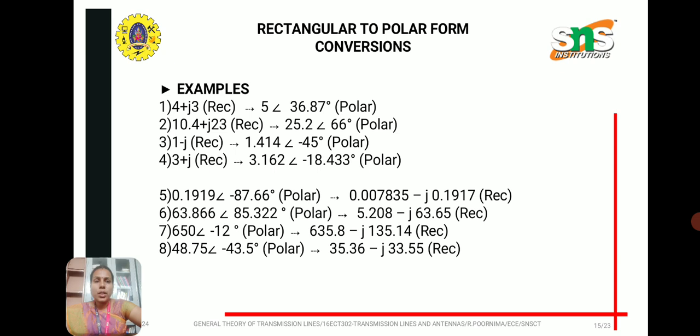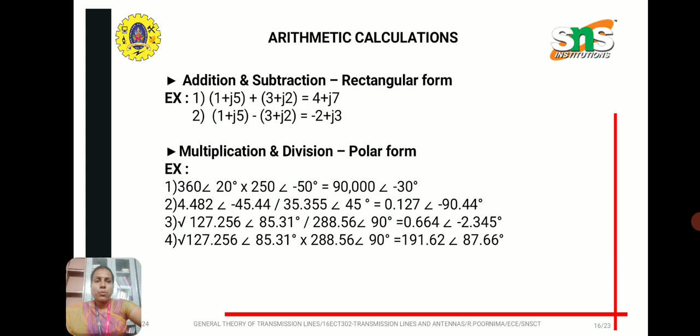So some examples are given. In the rectangular format we have 4 plus j3, where the real part and imaginary part are given. For conversion to polar form, we have magnitude and then angle. We can solve it using calculators also. And other arithmetic calculations are used in transmission line problems. Addition and subtraction of complex values are solved in rectangular format, and multiplication and division of complex values are performed in polar format.